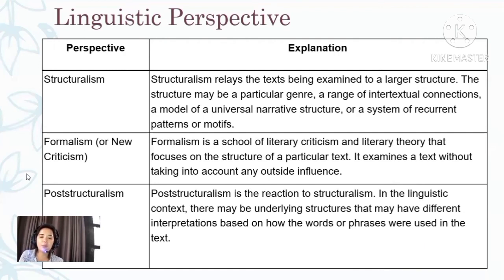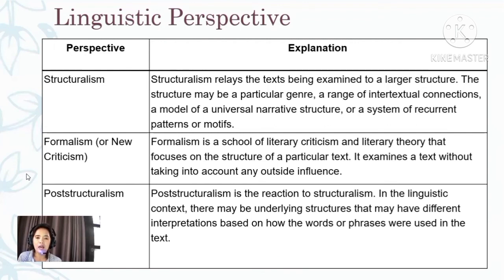Okay? While for post-structuralism, this is the after effect of structuralism. Post-structuralism is the reaction to structuralism. In the linguistic context, there may be underlying structures that may have different interpretations based on how the words or phrases were used in the text. In short, when there is a structuralism, there comes a post-structuralism. After putting the words into a larger structure, this time, when you try to interpret it with the other influences of the characters, of the events, and all, that is what you call post-structuralism.